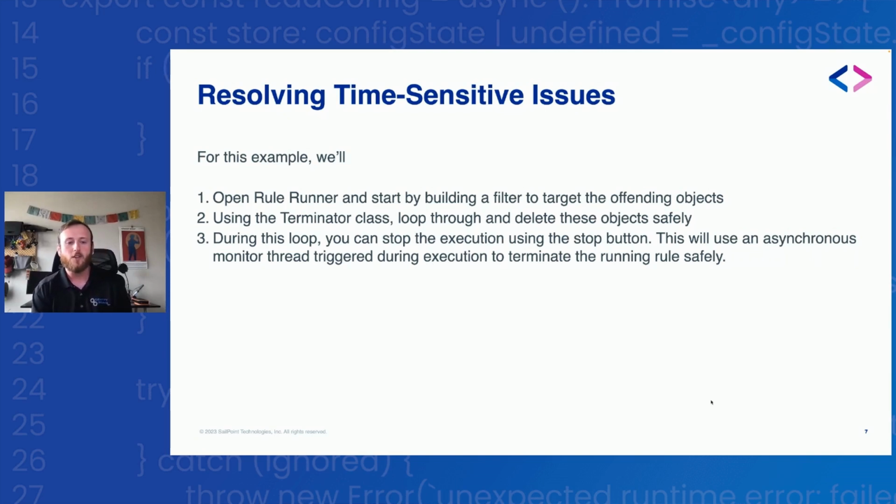So during this loop, you can stop the execution at any time using the stop button. This will use the asynchronous monitor thread that's triggered during execution to show those log outputs to safely terminate the running rules thread. So I'll show you that here right now.